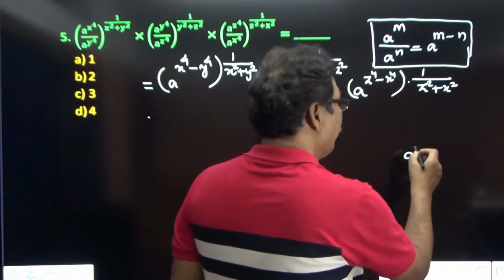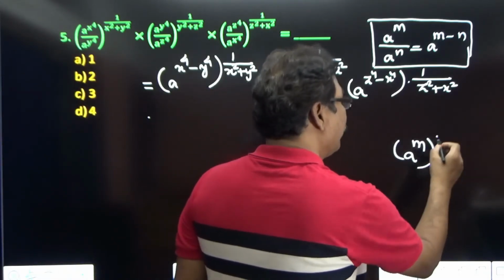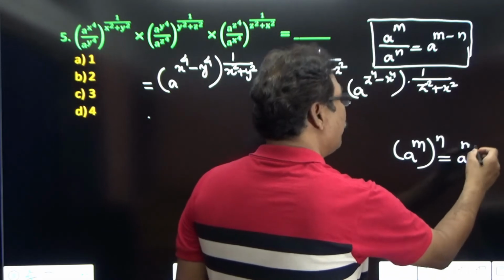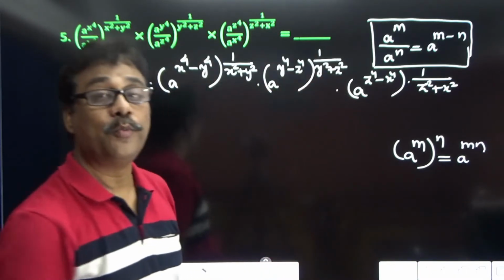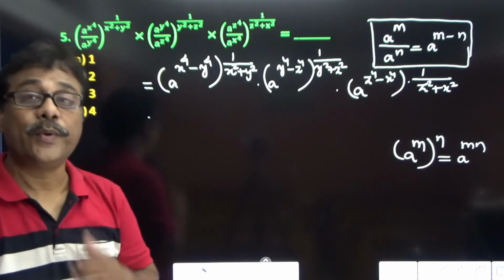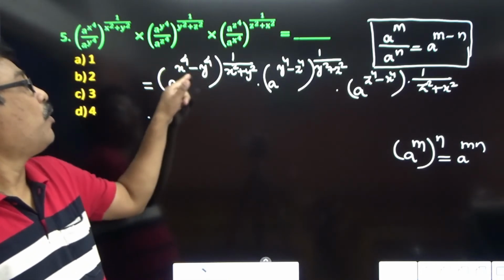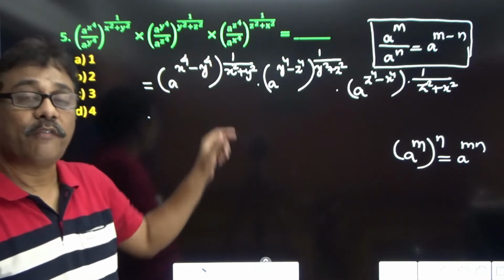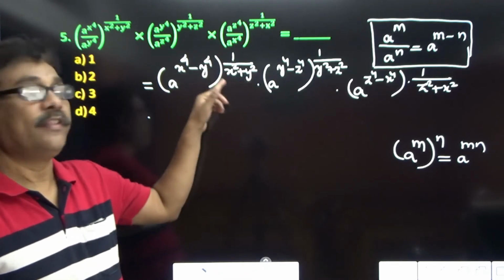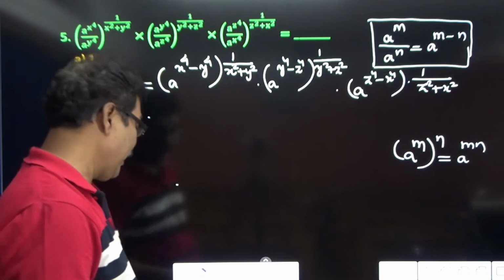A to the power m to the power n is equal to a to the power mn. We know that. So here, in place of m we have got x to the power 4 minus y to the power 4, and in place of n we have got this value. So let me write that one now.